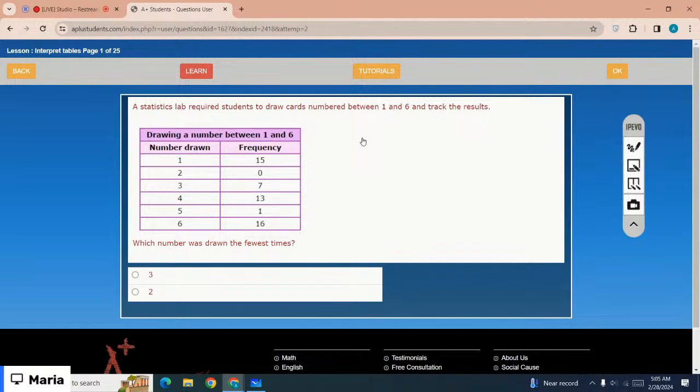You have to look at the table and look for the frequency. The column that has the fewest frequency is the one that is drawn the fewest times. So here you have 0, right? And 0 is the frequency for the number drawn 2. That means 2 has the fewest times, right? The number 2 was drawn the fewest times. The correct option is 2. Got it?